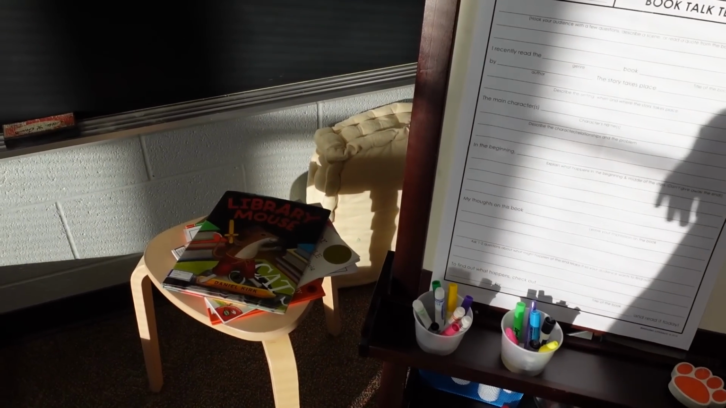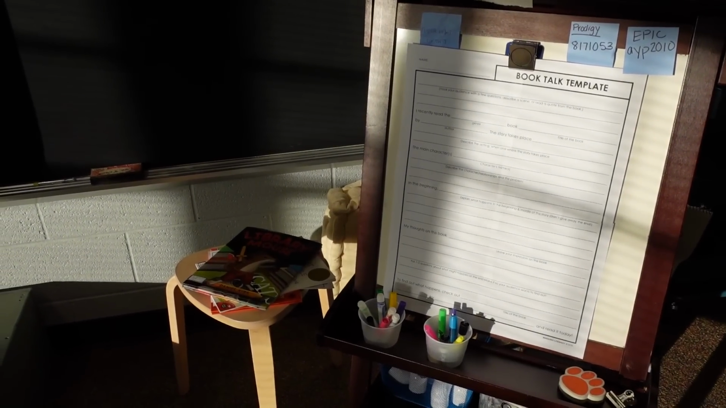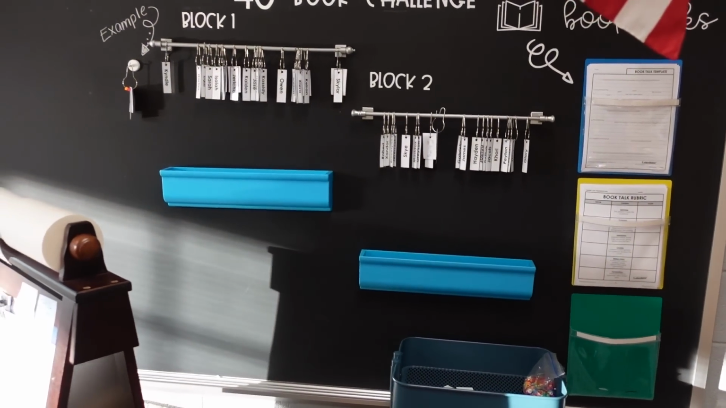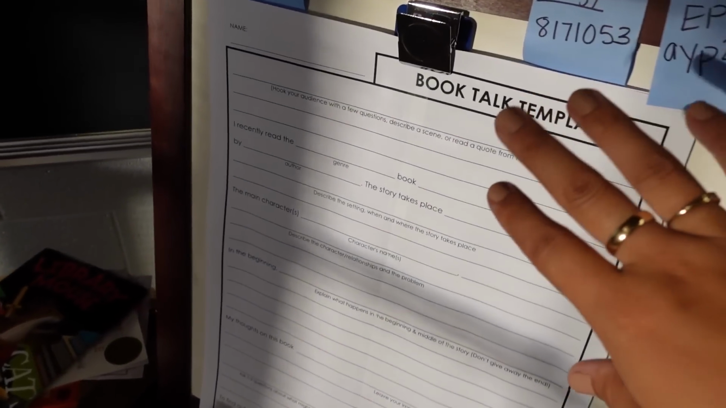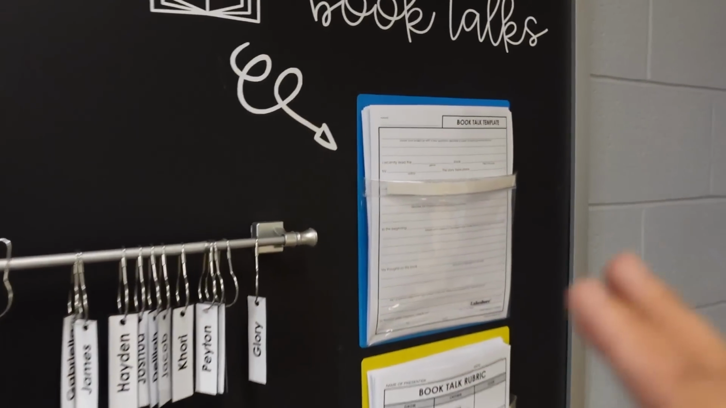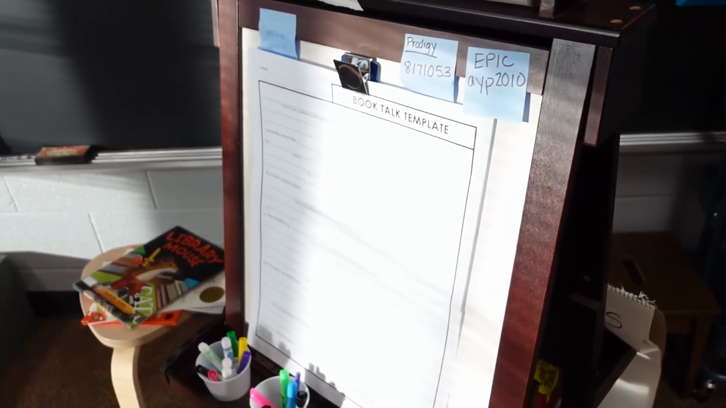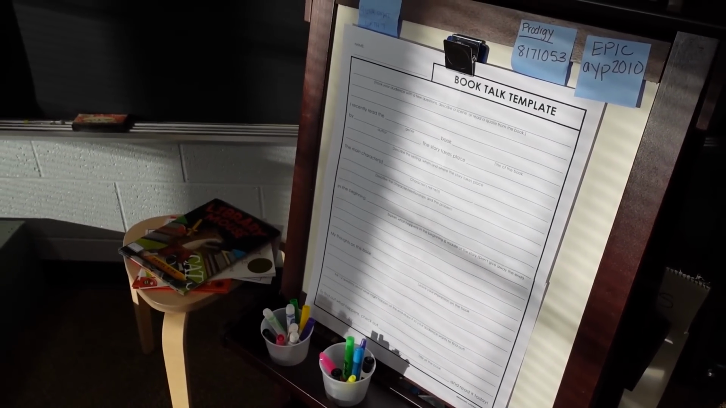So yesterday what we did was we talked about the purpose of the book talk and what to include inside of the book talk. And we also reviewed a little bit of the 40 book challenge station, the book talk station. So today what we're going to do is I am going to model for them how to write a book talk. So I've taken the template that they would have here. And all I did was using Adobe Acrobat Reader, which is totally free for everyone. It should be on your computer.